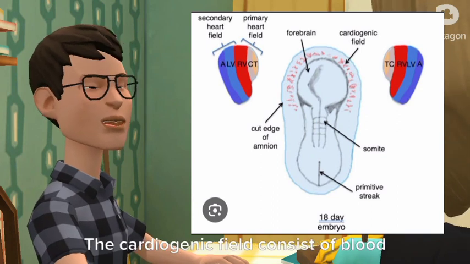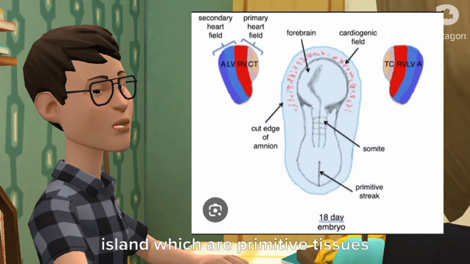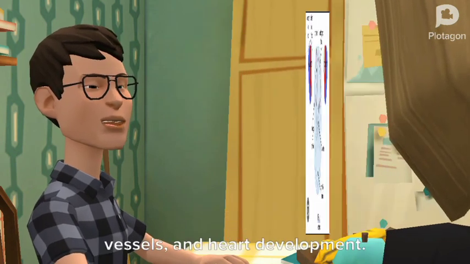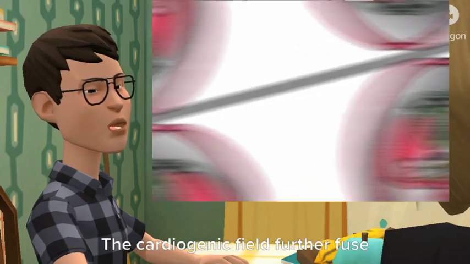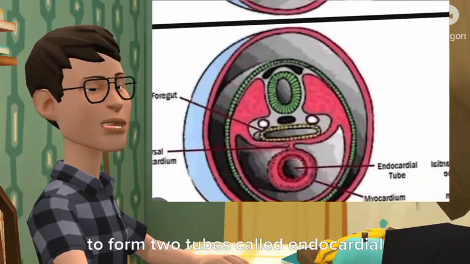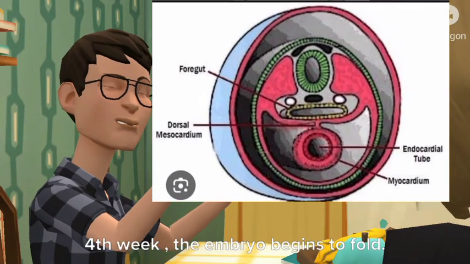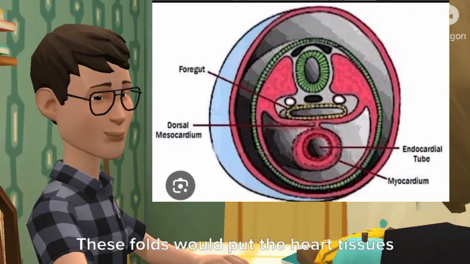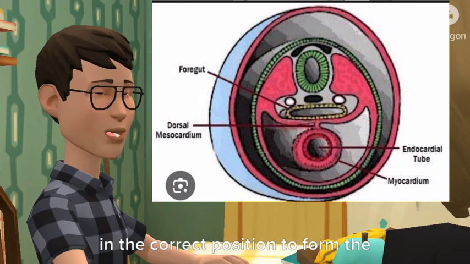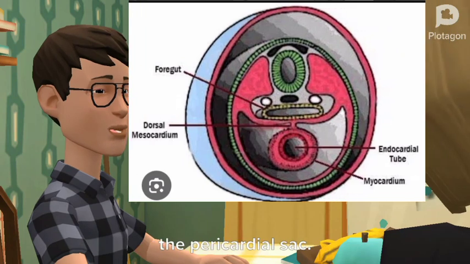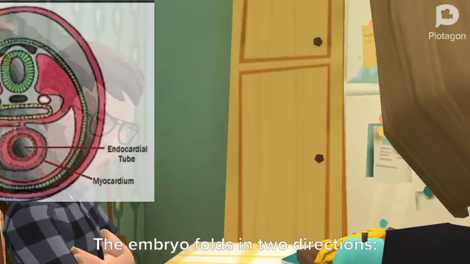The cardiogenic field consists of blood islands, which are primitive tissues, thus marking the beginning of blood, vessels, and heart development. The cardiogenic field further fused to form 2 tubes called endocardial tubes. With further development, about the 4th week, the embryo begins to fold. These folds would put the heart tissues in the correct position to form the primitive heart tube surrounded by the pericardial sac. The embryo folds in 2 directions.